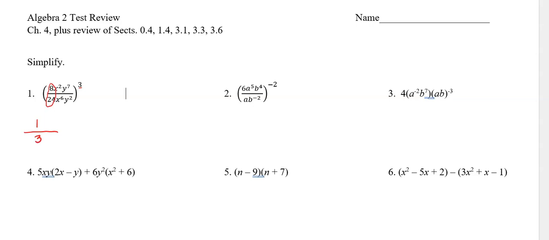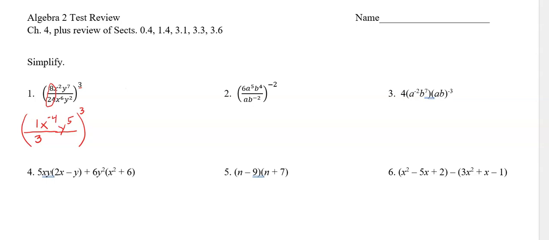For variables that match between the numerator and the denominator, we put those together as 1x using subtraction of the exponents. So 2 minus 6 would make -4. And doing the same thing with the y's, y to the 7 minus 2 power would be y to the 5th. And so now everything is going to be raised to the third power.